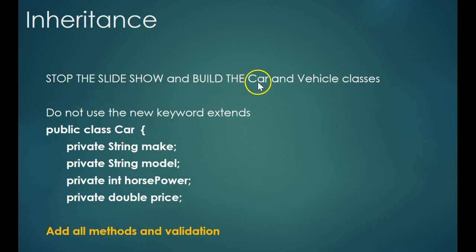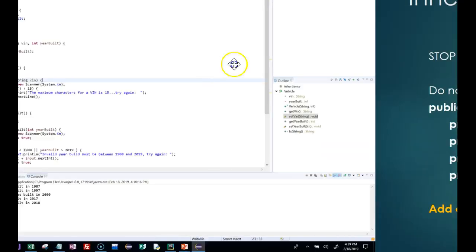Let's stop this slideshow and we'll build the car and the vehicle classes. We're not going to use the keyword for now. Again, this is what a car looks like. And when we build these car and vehicle classes, we will add all possible, not just all possible validation, but all necessary validation. Remember, the validation is going to go in the setter.